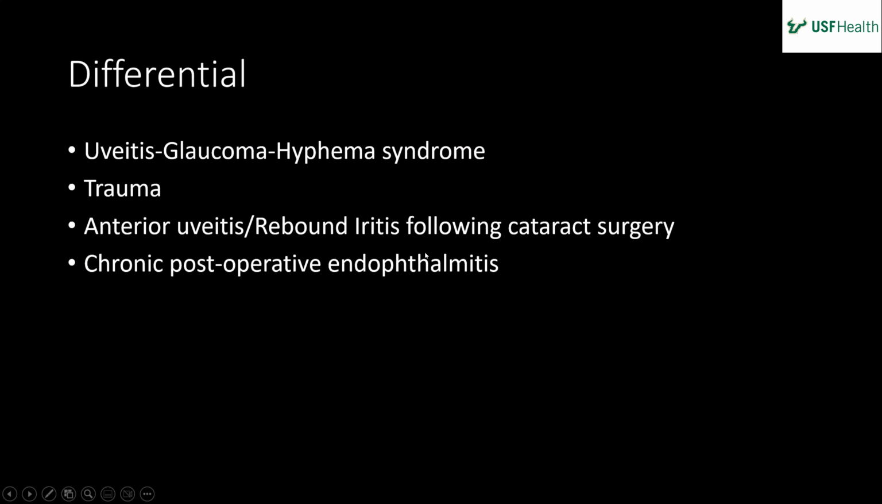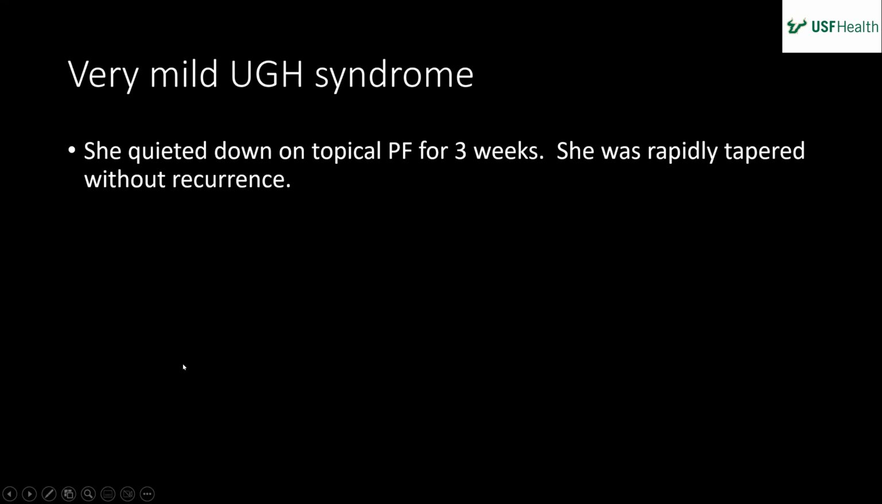The differential also includes trauma to the eye that could have caused her symptoms, anterior uveitis or rebound iritis following cataract surgery, although this was quite a ways from cataract surgery, and chronic postoperative endophthalmitis, which could happen a year later. So this is a very mild UGH syndrome. She quieted down after just topical Pred Forte, and she was rapidly tapered without recurrence.